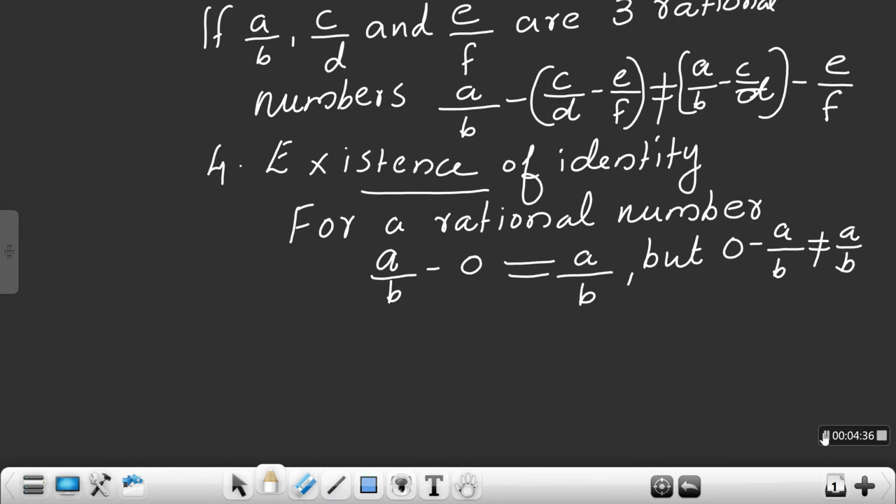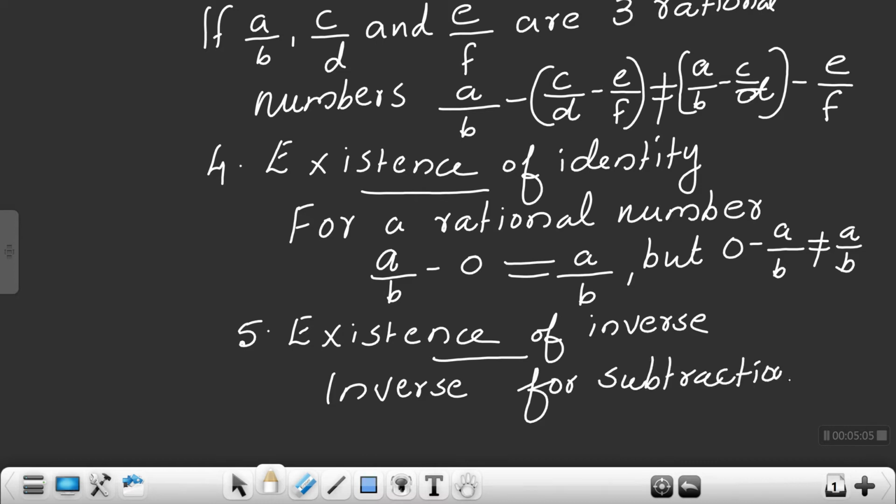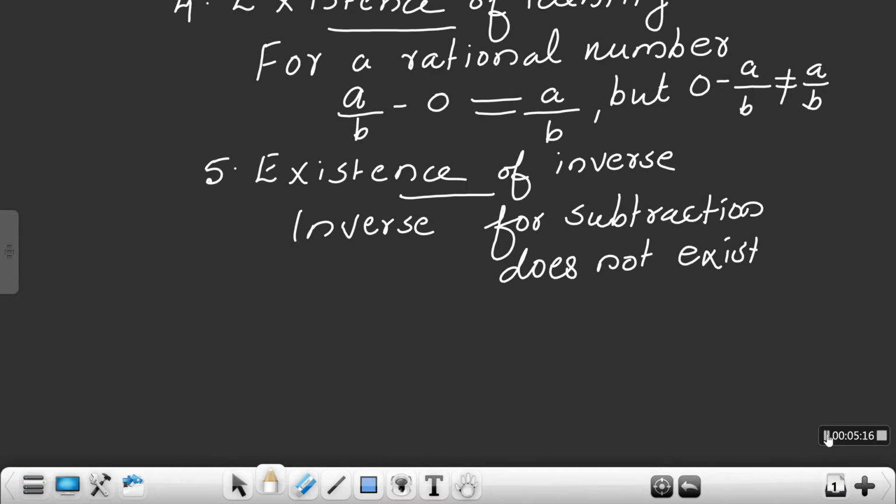Last property, existence of inverse. Inverse of subtraction does not exist. Next we can start our exercise problems.